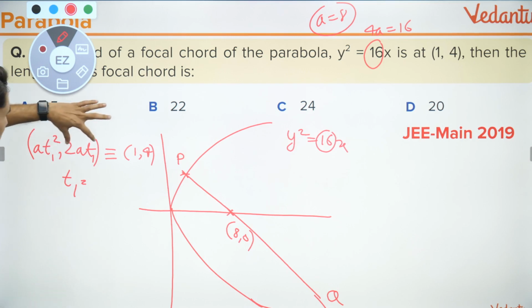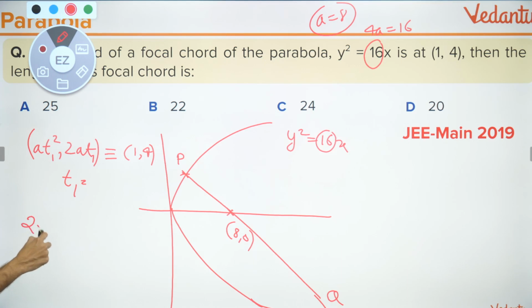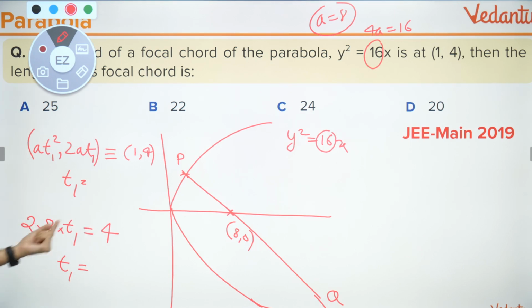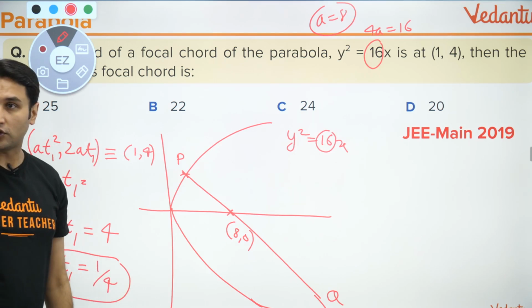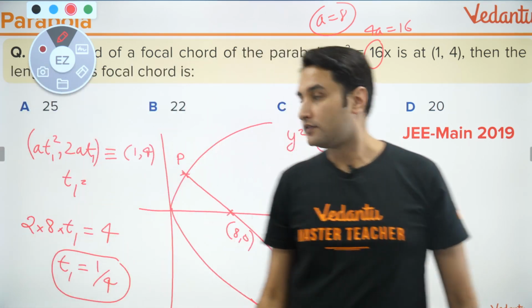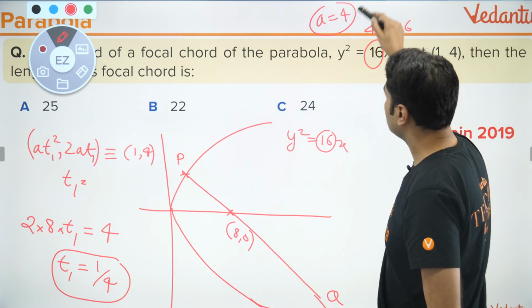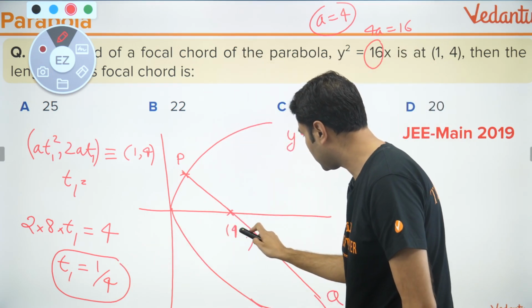t1 कितना हो जाएगा? 2a t1 is 4. What is a? So basically 2 into a into t1 is equal to 4. t1 कितना हो गया बच्चों? What is t1? 1/4. 1/4 हो जाएगा. Yes or no? a कितना किया मैंने? गलत कर दिया क्या? ओ सॉरी, 8 कहाँ से आ गया? 4. ऐसी गलती मत कर देना जैसी मैंने की थी.